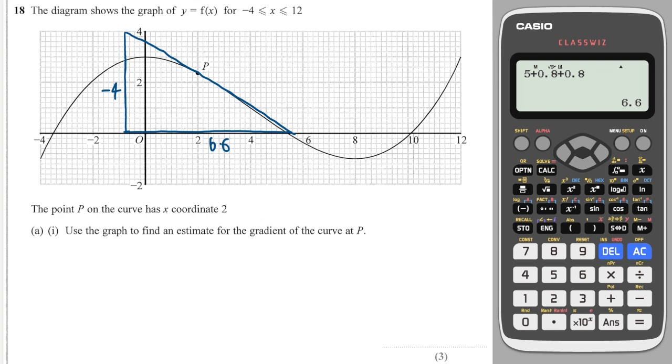Yeah, happy with that. So the gradient is the rise over the run. So an estimate would be minus 4 over 6.6, which is about minus 0.61.